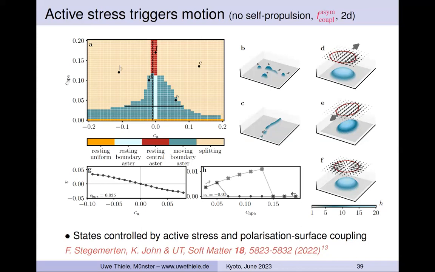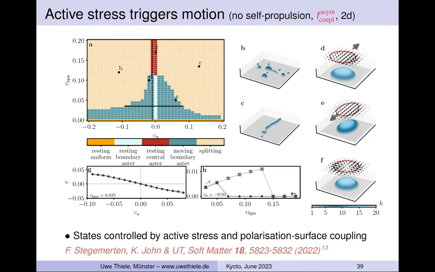However, if we go away from zero active stress, then we can actually have a moving droplet, and normally a moving droplet must have a boundary aster, because if you have a symmetric situation, then it will not move. And then actually we have this large yellow part where you find things like that. Droplets are splitting, right? And all this is for the same droplet volume, and it will depend on droplet volume. We do not have the computational ability to actually do a 3D phase diagram.